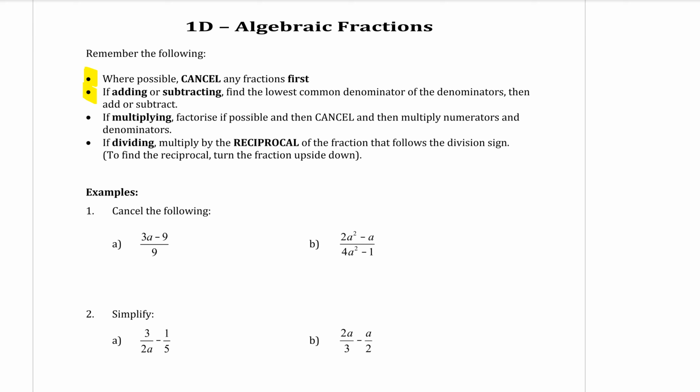Multiplying, however, you don't need that lowest common denominator. First of all, you will cancel as much as possible, and then you'll multiply the tops together and multiply the bottoms together.